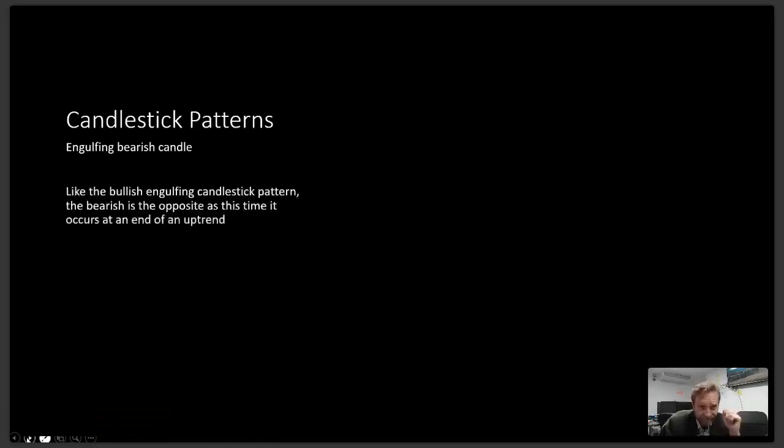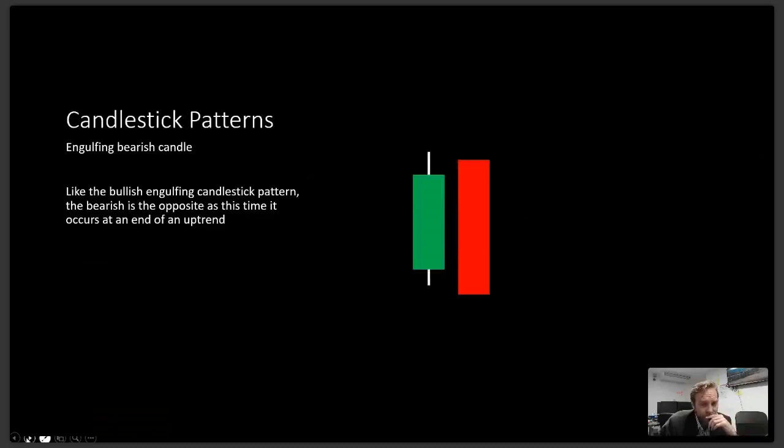This is called the engulfing bearish candle pattern. Again, it's like a bullish engulfing candlestick pattern, but it's basically the opposite. Like I say, this time it occurs at the end of an uptrend. So remember the rules. The body has got to totally engulf the previous bullish candle to give us a hint and appear at the top of an uptrend, whereas the bullish engulfing candle has to appear at the end of a downtrend. This has to appear at the top of an uptrend to give us a hint of a reversal. And this is what traders try to identify for the change in direction.